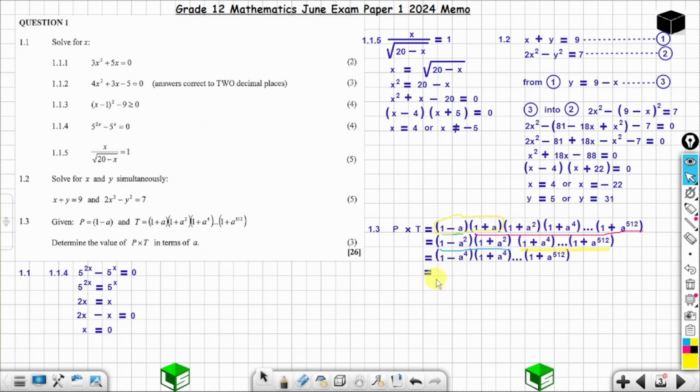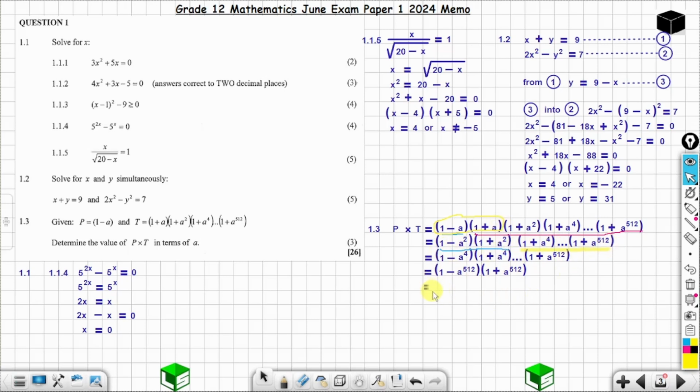So this is going to be 1 minus a to the power of 8. You have to notice you are going to get close to this. You are going to have 1 minus a to the power of 512 times 1 plus a to the power of 512. Okay? You can observe the pattern.